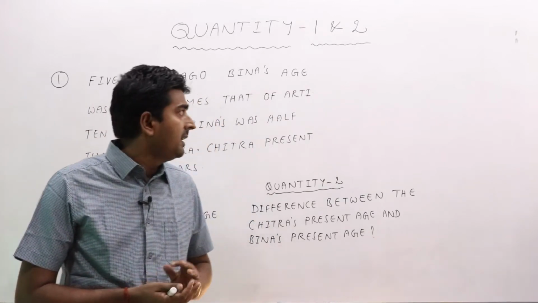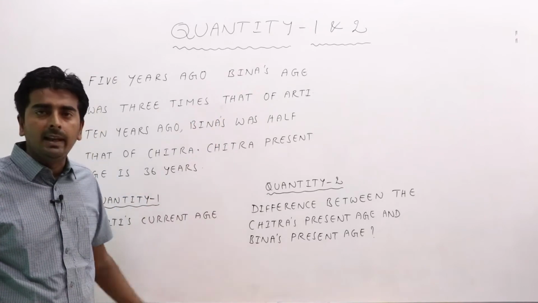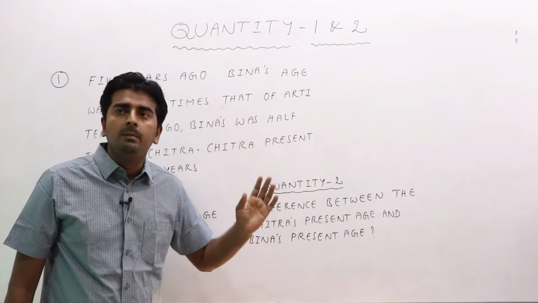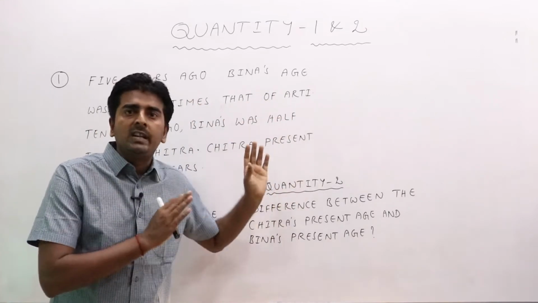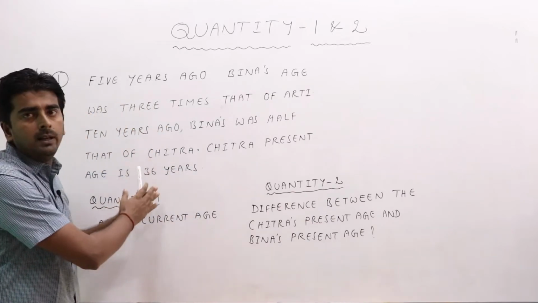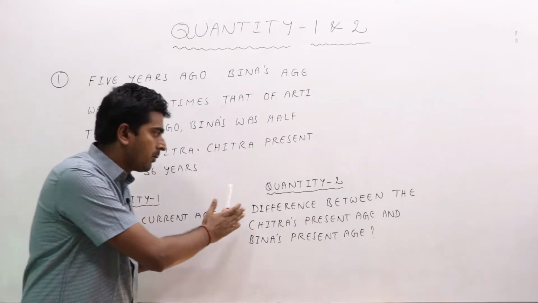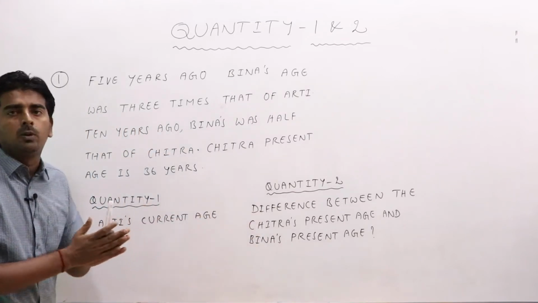So today we are going to see a very important topic, quantity 1 and quantity 2, which is very much useful for any level of examination, especially in mains level examination. Quantity 1 and quantity 2 is nothing but two statement sums, where one statement will be in the form of quantity 1 and the second statement will be in the form of quantity 2. You need to solve both quantity 1 and quantity 2 and then you have to click the options.